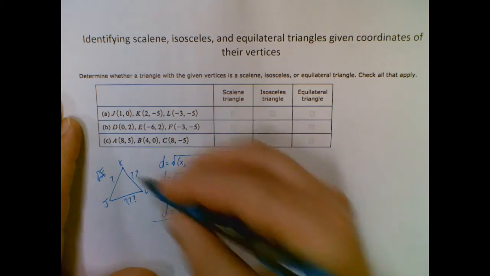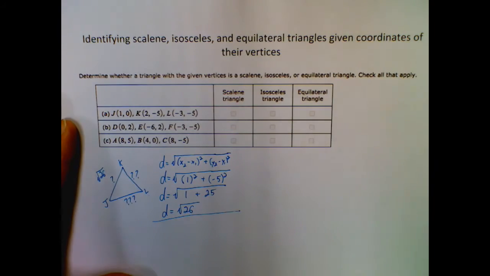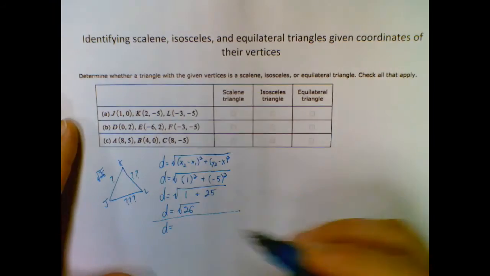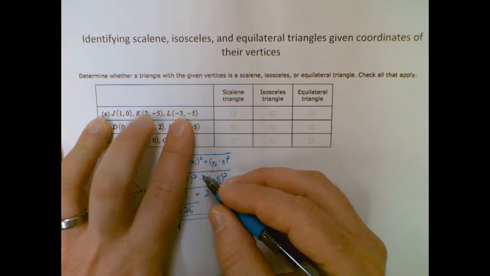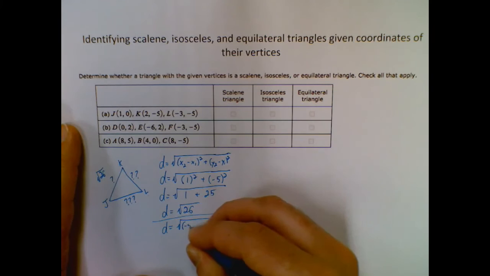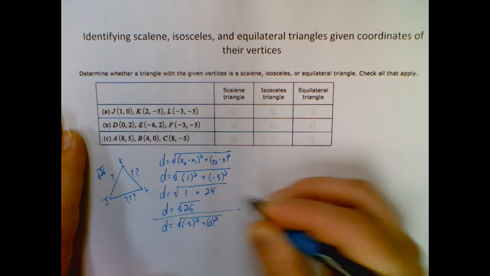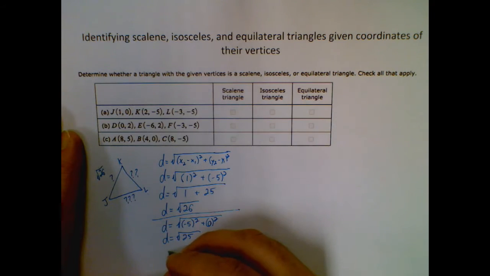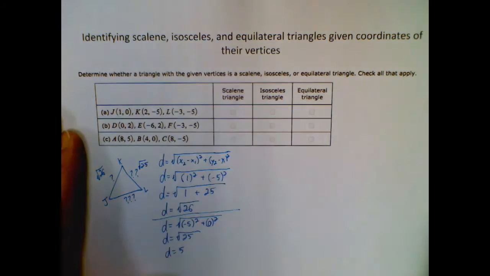Then I need to do this again for KL and again for JL. I'm going to do those quickly, and then we'll skip forward and get the distances for B and C. So effectively there are 9 distance formulas in this problem. Here I want K and L. So it's -3 minus 2, which is -5, and -5 minus -5 is 0 squared. So I get the square root of 25 plus 0, which is just 25. This one comes out nicely. If you want to leave it at the square root of 25, or if you write it as 5, it doesn't really matter.